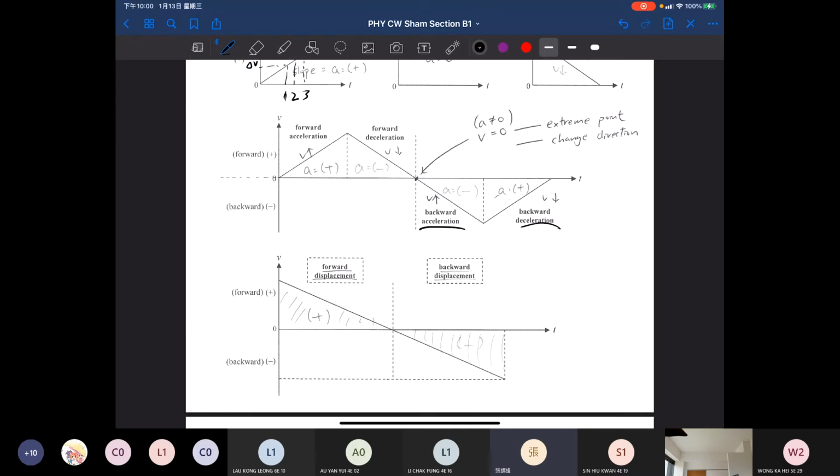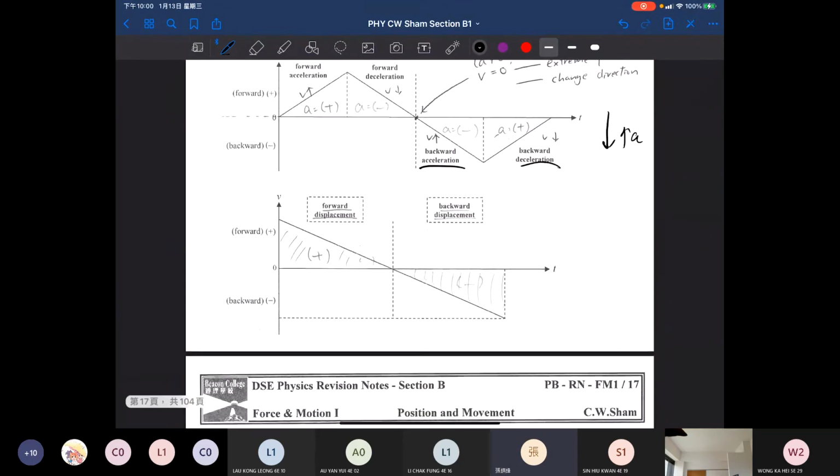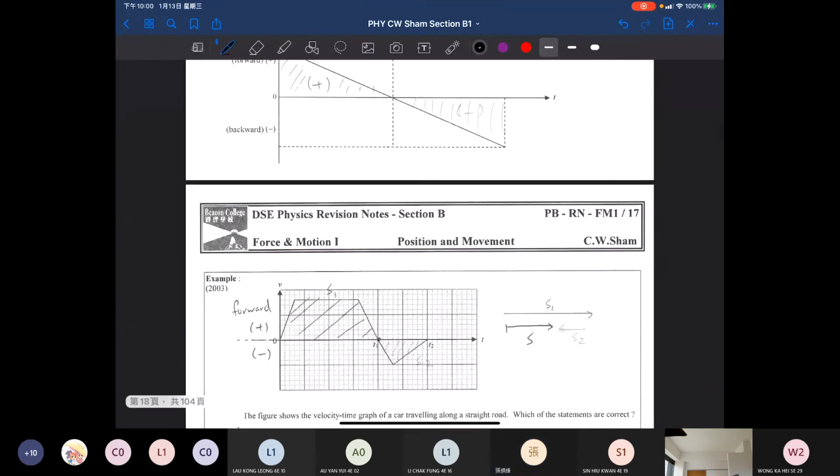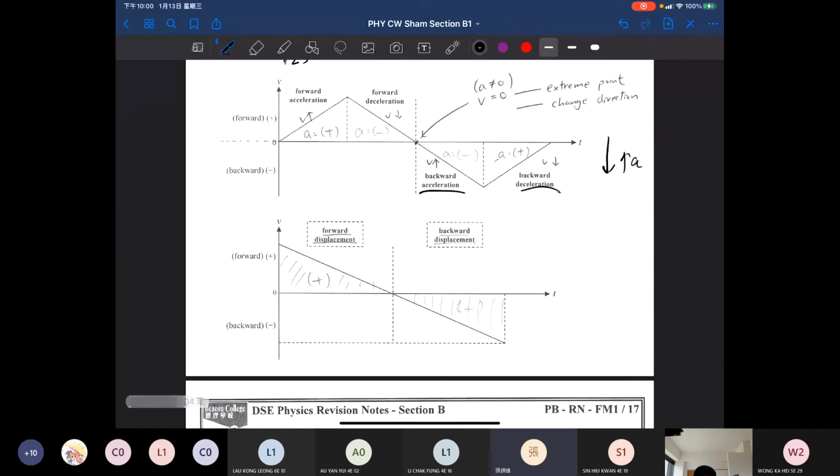Therefore, it is backward deceleration. OK, on this side, it moves slower and slower. The area under the curve is the displacement. If it is above the line of 0, it is a positive displacement. Under the straight line of 0, it would be a negative displacement. Negative displacement only means it's going backward. Like for this one, it's going to north, and this one is going to south.